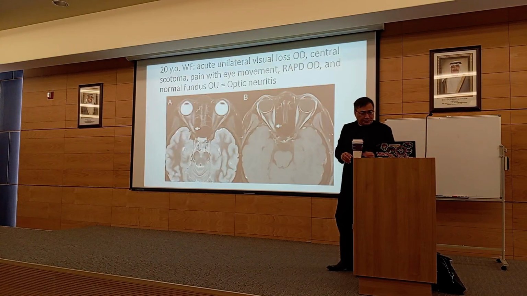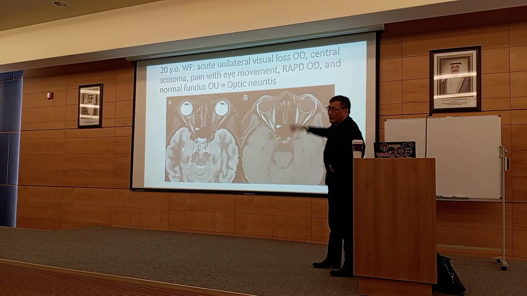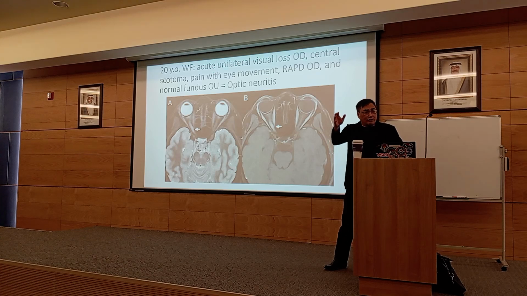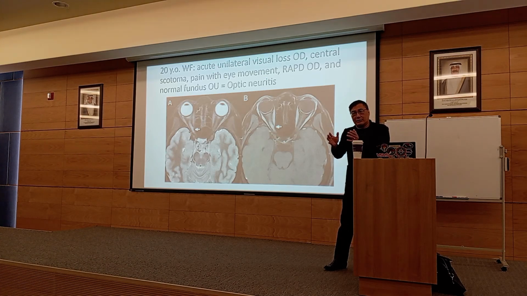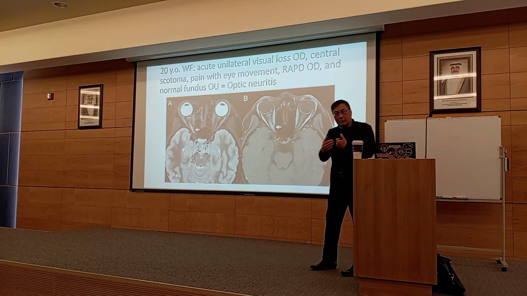So the prototype in the United States, of course, for optic neuritis: 20-year-old white female, acute unilateral loss of vision, right eye, central scotoma, pain with eye movement, RAPD, normal fundus. So my dad would say if it quacks like a duck and looks like a duck and flies like a duck, it's a duck. The problem is your duck here in Kuwait does not look the same as the duck that's in the publications for American and Canadian and European optic neuritis.